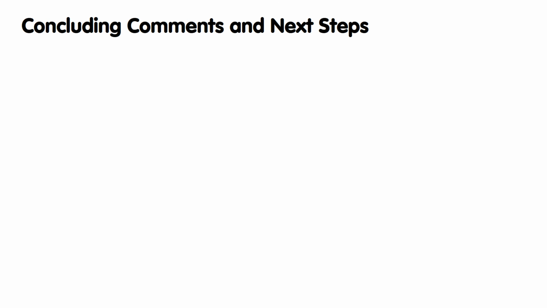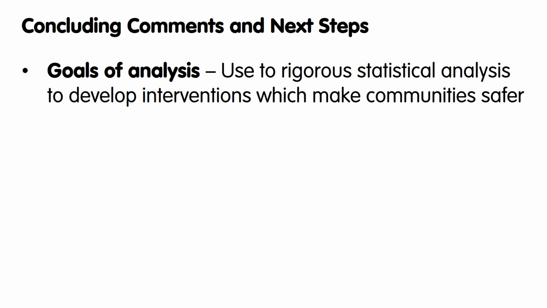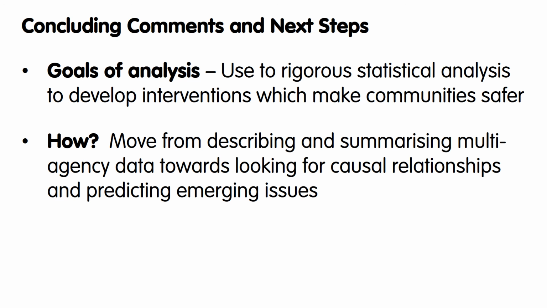By way of concluding comments then and next steps, in terms of the goals of the analysis, this is to use a more rigorous statistical analysis to develop interventions, to inform interventions with the goal of making communities safer. How do we do this? I think before you saw that the approach was around descriptive analysis and summarising multi-agency data. I want to move towards looking for more causal relationships and predicting emerging issues so we can get in there to prevent rather than respond to issues.